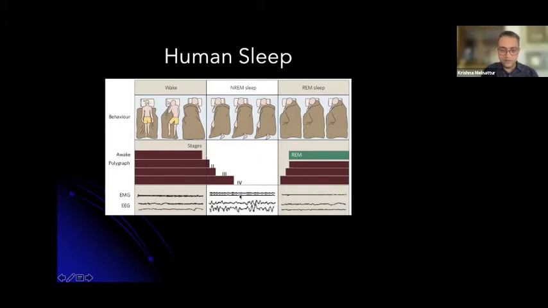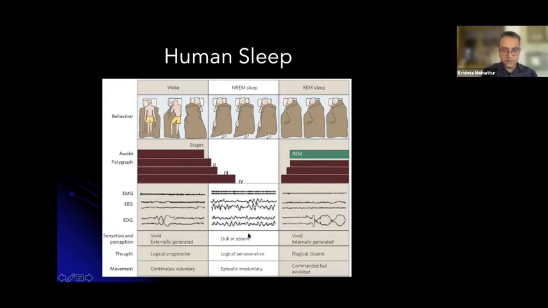So you see switching between an on state and off state. However, this is what is called non-REM sleep. During REM sleep, it looks a lot like waking, right? The brain looks like it's awake. But you have muscle atonia, so you're not acting out on what you're thinking.